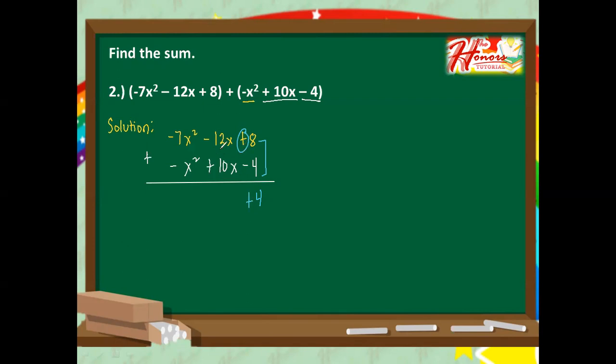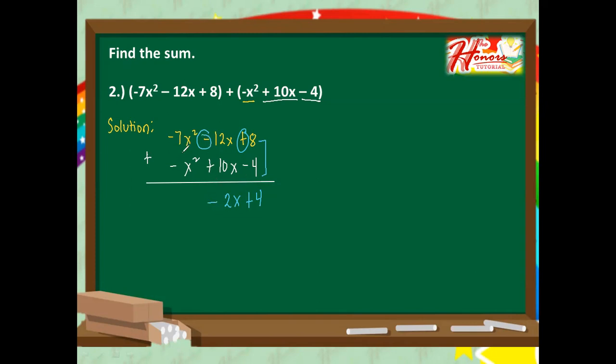Next, negative 12x plus 10x. Opposite sign, so therefore subtract the numbers. 12 minus 10 is 2. Copy the variable together with its exponent. And then copy the sign of the larger number, which is negative, so minus 2x.